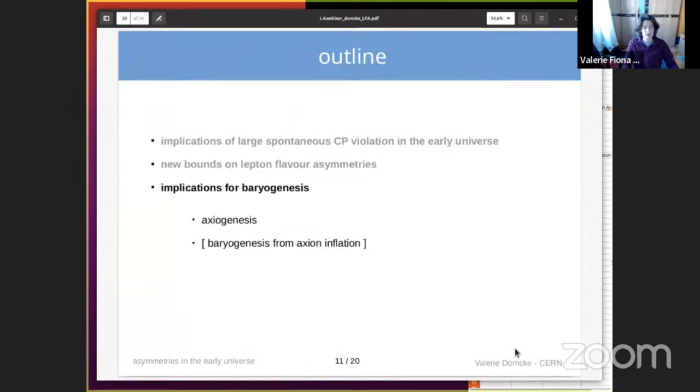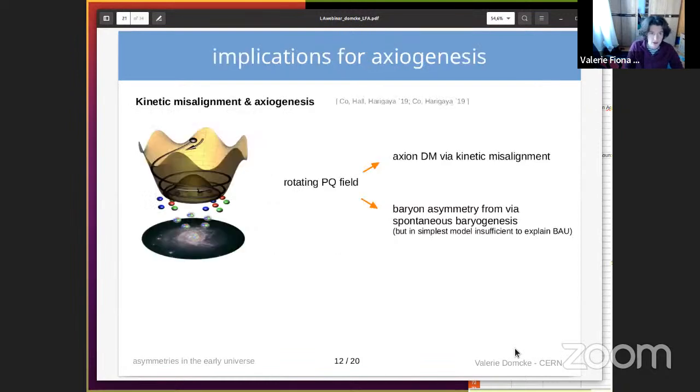Okay, so that was the first 2 points, which is actually what I wanted to spend most time on. Let me just more briefly talk about possible implications that this could have for baryogenesis. And the first model I want to start with is this Axigenesis model.